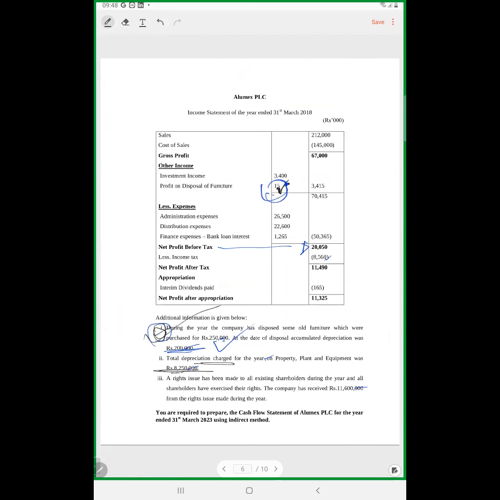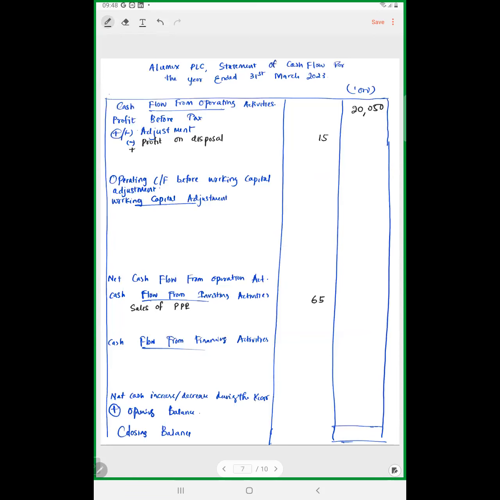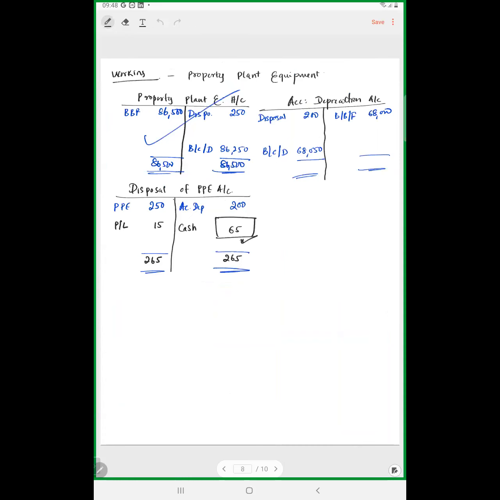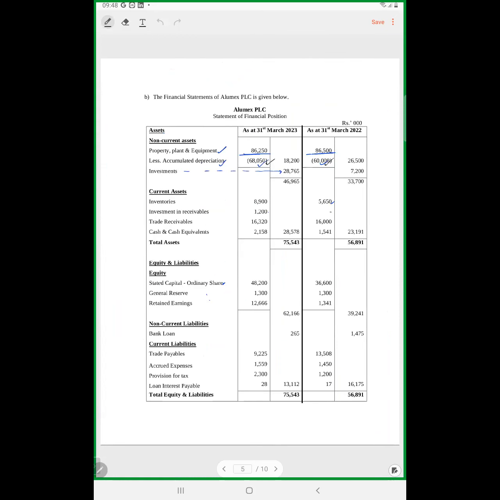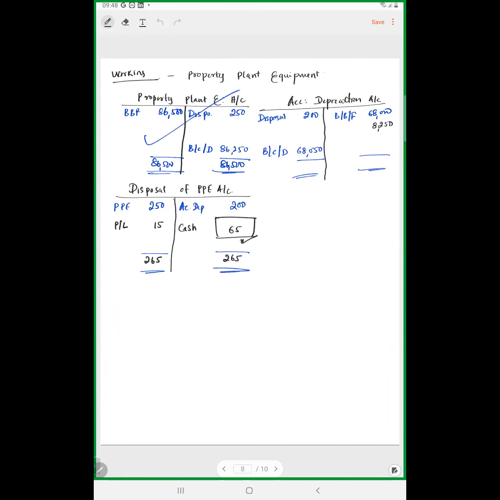It was done okay. The second one, total depreciation charge for the year on property, plant and equipment was 8,250. So it means obviously you know that we have to add the depreciation. How much? 8,250. And we have to credit that particular amount. So actually this is not the 8,250, it should be 60,000, right? Depreciation 60,000.